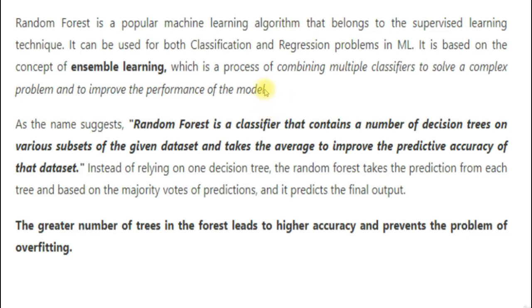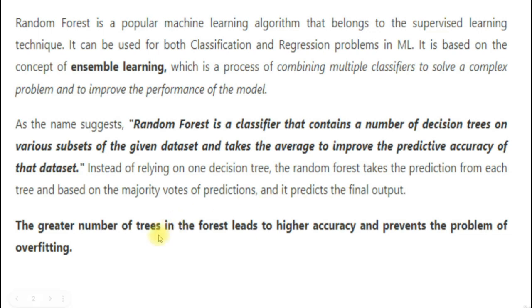Most of the time, if you try a few different algorithms like logistic regression, SVM, KNN, decision tree and random forest on different classification problems, random forest will be the best performing model without any hyperparameter optimization. So this is a go-to ML algorithm for most ML engineers. As the name suggests, random forest is a classifier that contains a number of decision trees on various subsets of a given dataset and takes the average to improve the predictive accuracy. Instead of relying on one decision tree, the random forest takes the prediction from each tree and, based on the majority votes of predictions, predicts the final output.